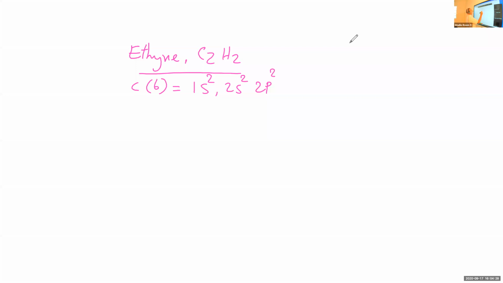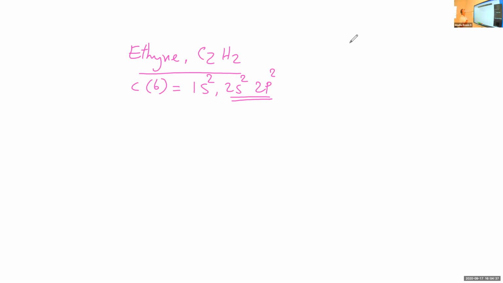Now come to a triple bond. In a triple bond, there will be sharing of how many electrons? Three pairs of electrons. An example is ethyne, that is C2H2. As we know, carbon atomic number 6, the configuration is 1s2, 2s2, 2p2. There are only 4 electrons in the outermost level. To complete the octet, it needs 4 more electrons.